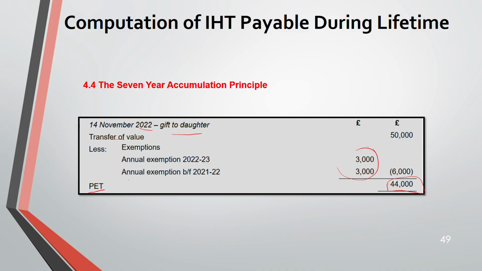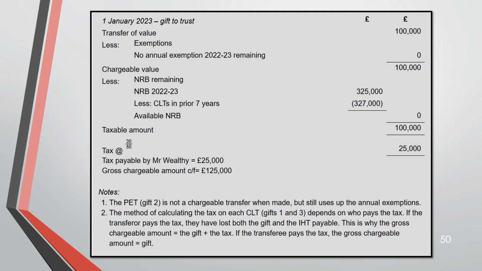You have to write whether it's a PET or a chargeable lifetime transfer. Then moving on to the third gift, the last gift, that is again a gift to trust. But here it's in the same tax year as the gift to the daughter. So that's why you don't have any annual exemptions left. Everything is utilized. Annual exemption, you see, CLT prior 7 years. You have made the first gift. If you go back, it is within 7 years. And that it has utilized 327.